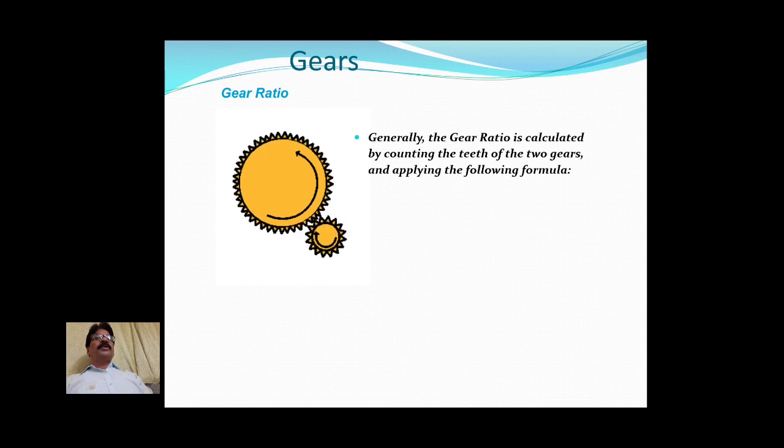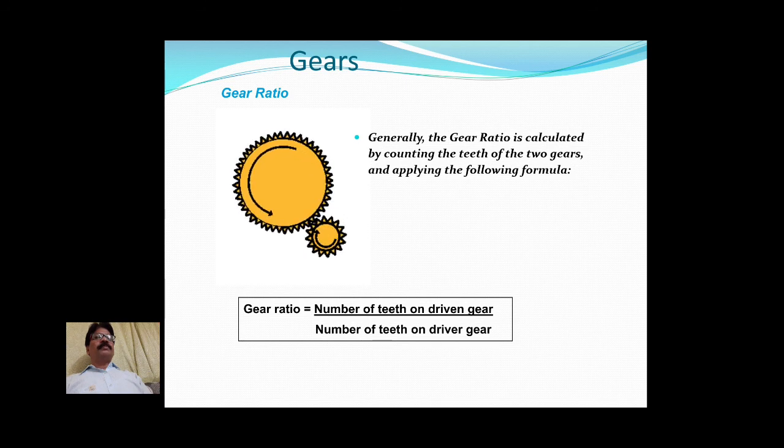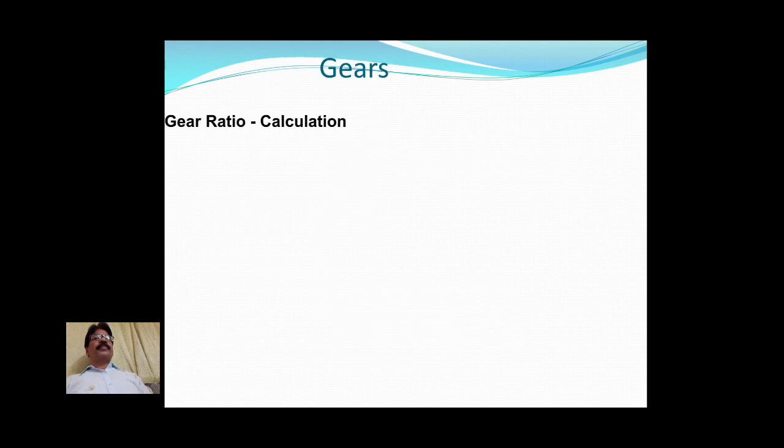Gear ratio can be defined as the ratio of the number of teeth of driver to driven. It is given by this formula. Gear ratio is equal to the number of teeth on the driven gear divided by the number of teeth on the driver gear. This is called the gear ratio. Gear ratio gives us the power to be transmitted in relation with the speed.